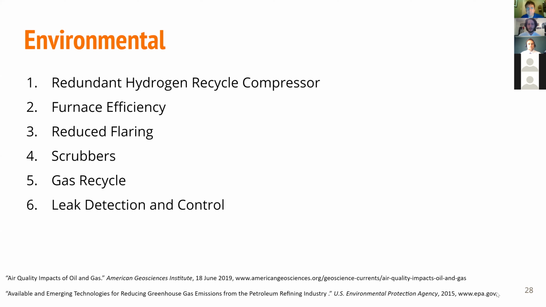We'd also want to increase the furnace efficiency, again reducing the flaring, or implement scrubbers to scrub some of those VOCs out of the stream before they're flared off. And then finally, implementing leak detection. That way, we prevent unknown risk of leaking VOCs into the environment.